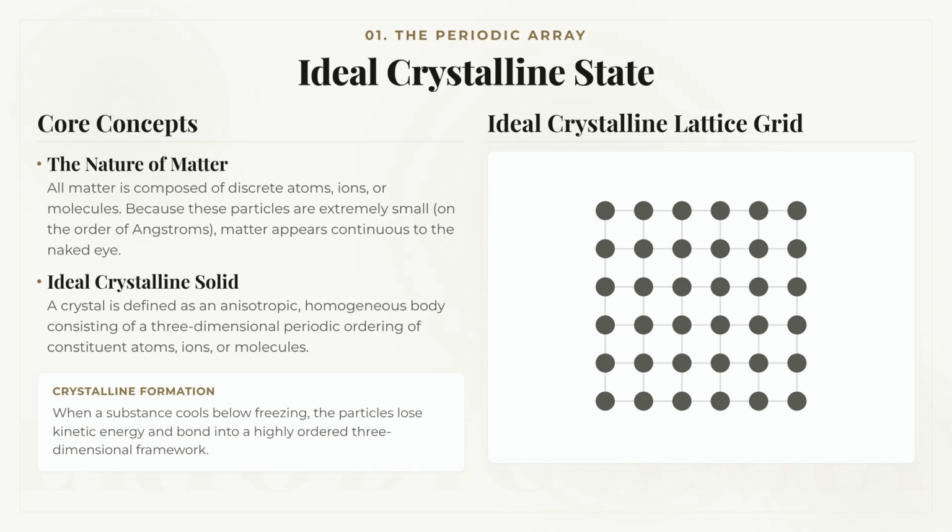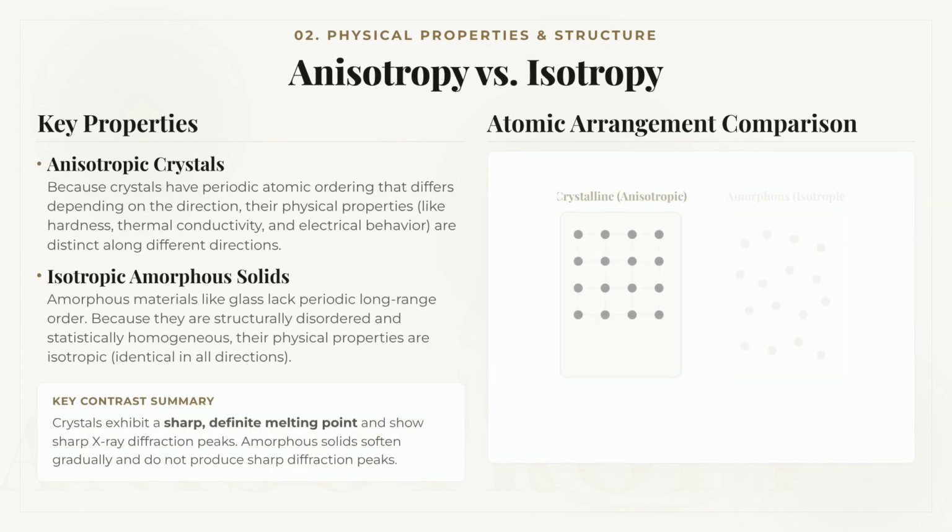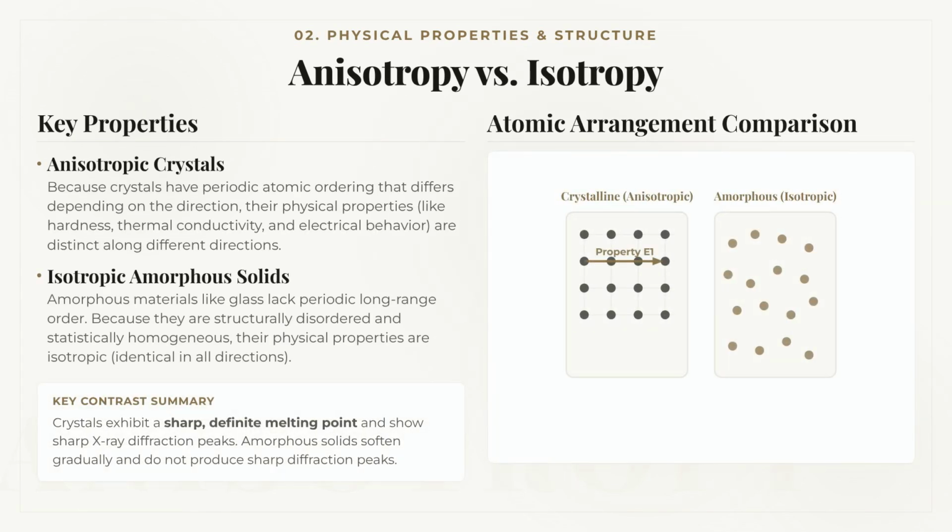A crystal is defined as an anisotropic, homogeneous body made up of atoms, ions, or molecules arranged in a three-dimensional periodic order. The word anisotropic means that the physical properties of the crystal may change with direction. For example, hardness, thermal conductivity, and electrical behavior may be different along different directions in the crystal.